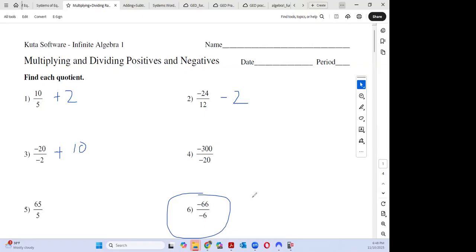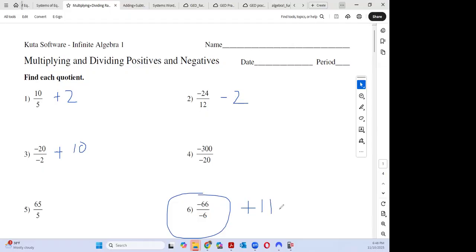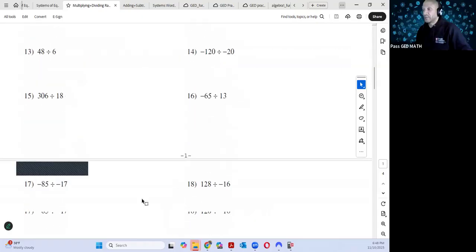Number 6. Is my answer positive or negative? Positive. 66 divided by 6 is what? 11. That's, listen. Okay.